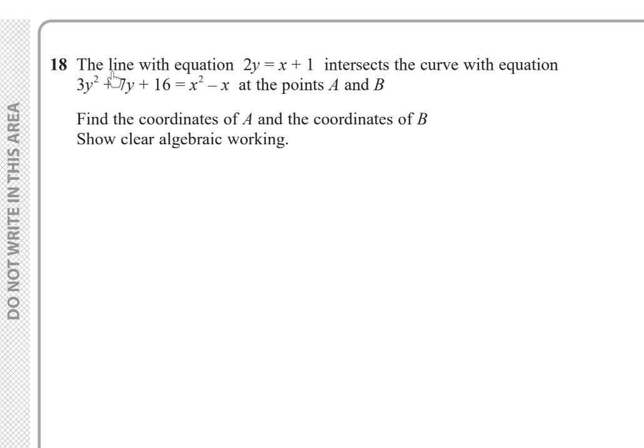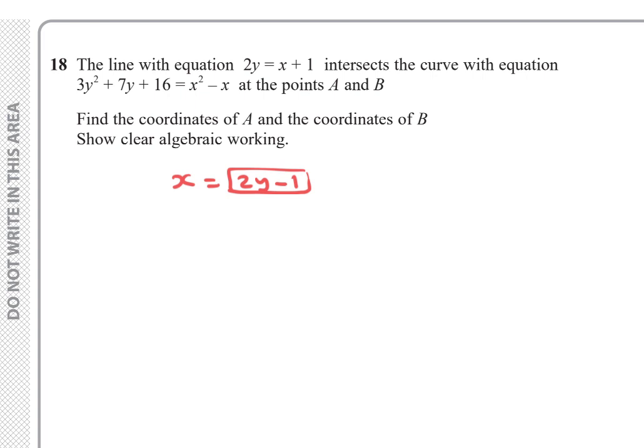Number 18. The line with equation 2y equals x plus 1 intersects the curve with equation 3y squared plus 7y plus 16 equals x squared minus x at the points A and B. Find the coordinates of A and the coordinates of B. Show clear algebraic working. We have two equations, one linear and one quadratic. Start from the linear, get x or y, whichever is easier for you. Now it's easier to find x. Transpose y to the other side, so x equals 2y minus 1.